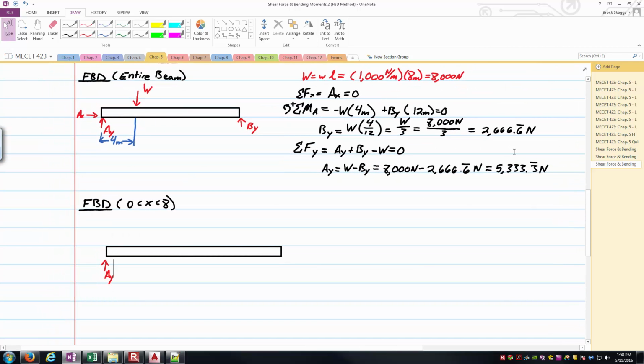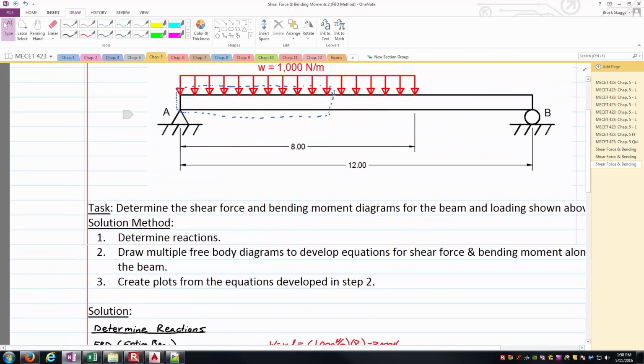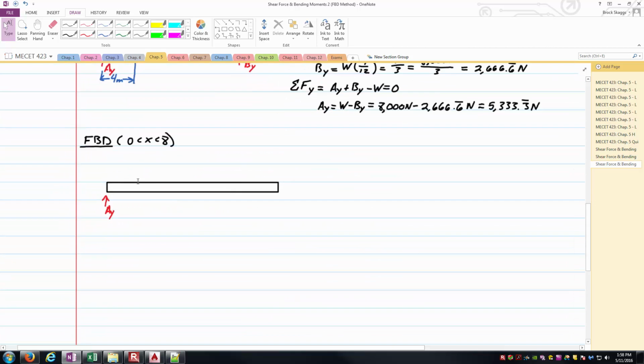And that is equal to 5,333 and 1/3 newtons. But what happens on the top of the beam? Well, anywhere I look, I'm going to see the distributed load, right? And so there's going to be some distributed load all the way across this.